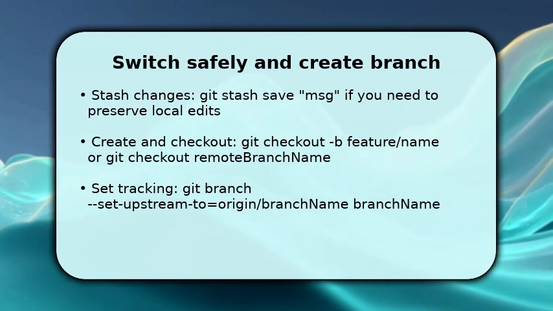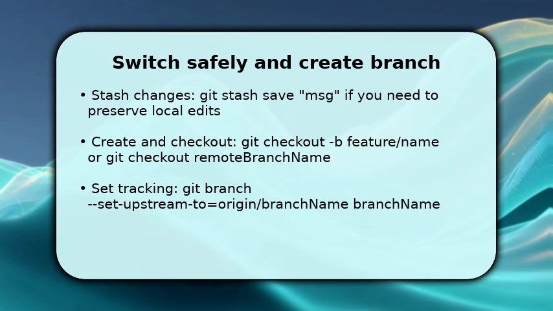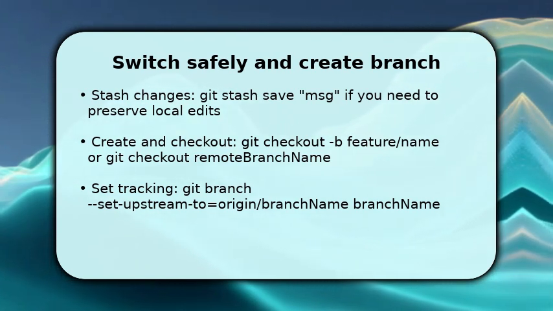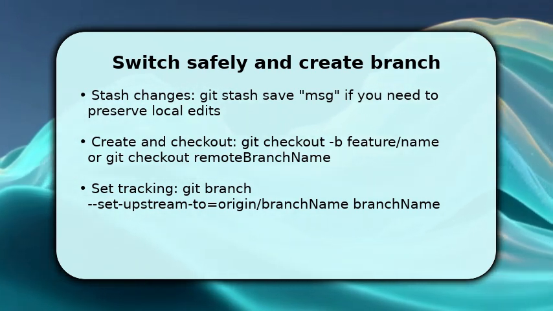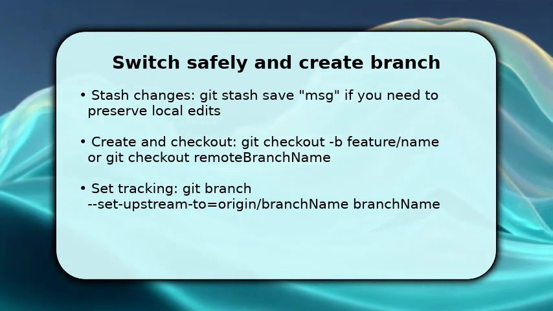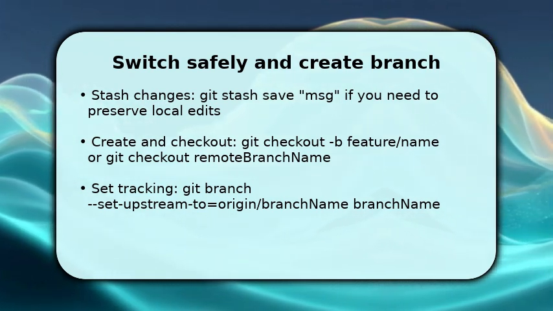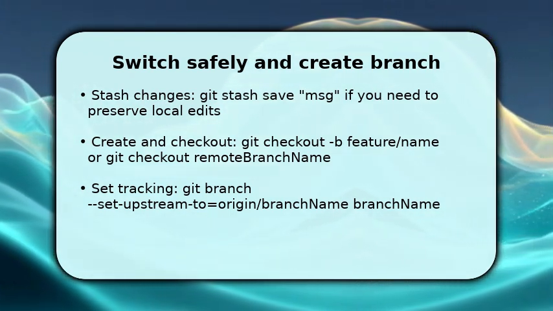Now you switch safely. If you had local edits, stash them so the working tree is clean. To create and switch in one step, use git checkout -b feature/name. To switch to an existing remote branch, fetch then git checkout branch-name or git checkout --track origin/branch-name. Make sure to set the upstream if needed so pushes and pulls target the correct remote.